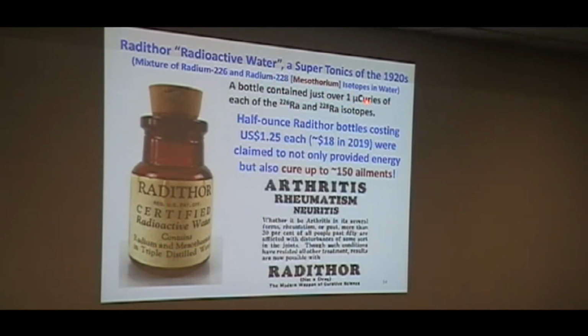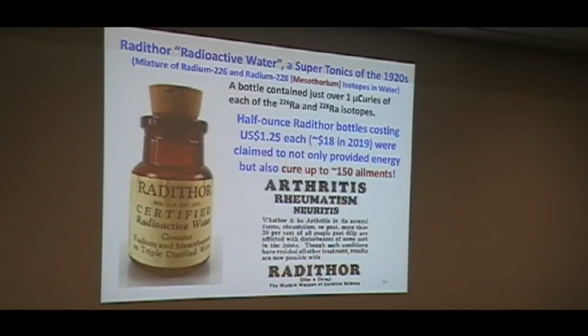It has about a microcurie of each of the isotopes in this bottle. It sold for $1.25 a bottle, which was almost $20 in 2019. And they had a list that it would cure up to 150 ailments. I mean, everything was there. And they said, well, it's not a drug.